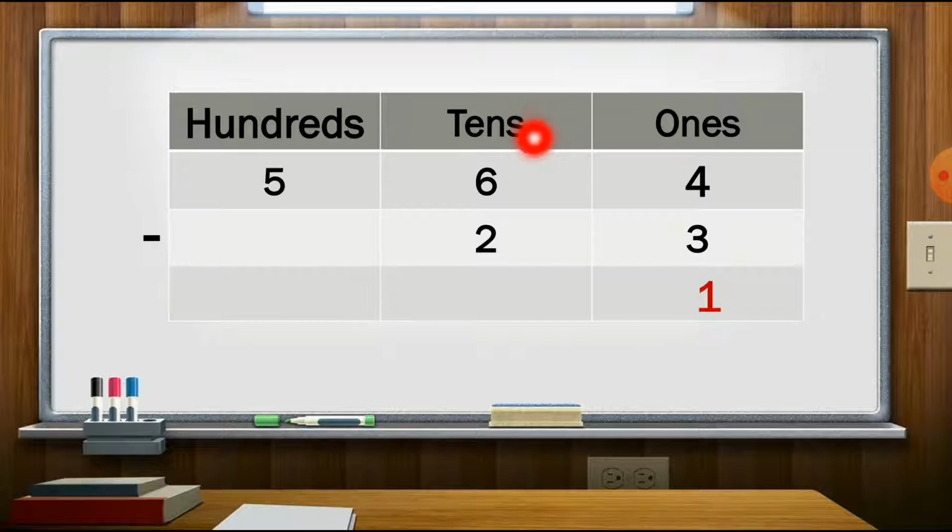Now let's subtract the tens column, which has 6 minus 2. We have to cut this 2 from this 6. So 6 minus 2 is equal to 4. So the answer of the tens column is 4. Next one, at the hundreds column, there is nothing to cut from the 5. So we can write down the 5 as it is, because we are not subtracting any number from the 5. So here we write the answer 5 only.